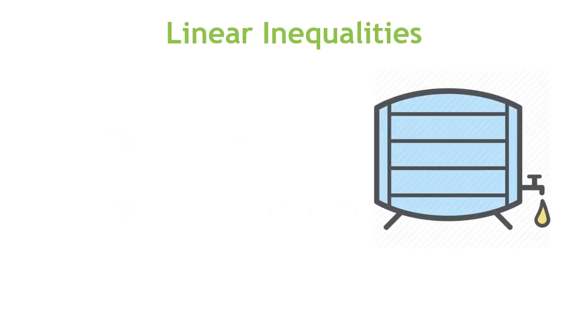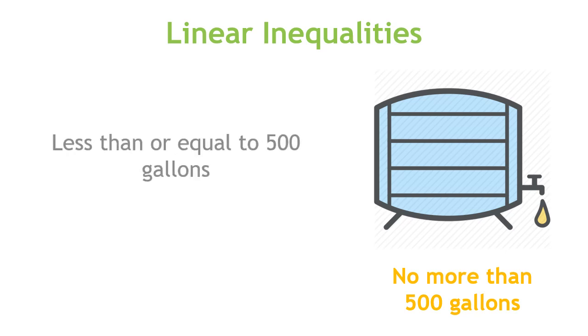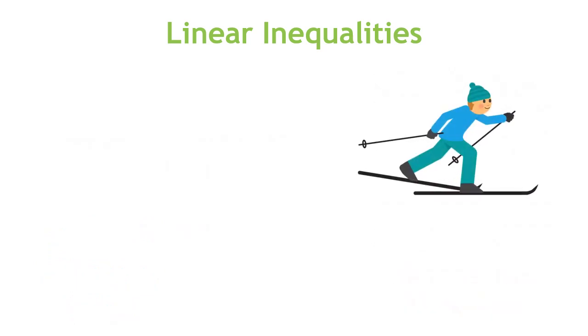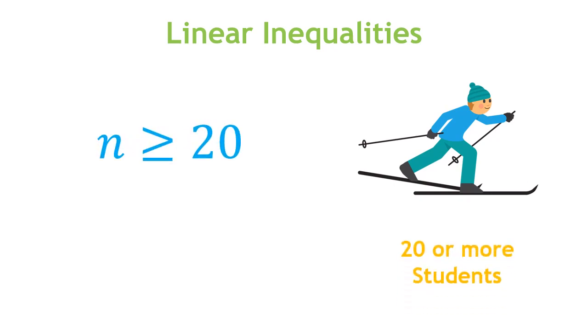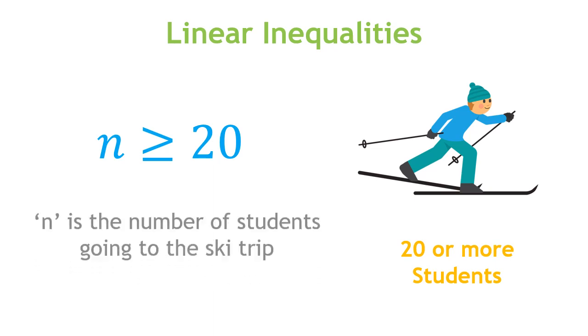Going back to the second situation above, the water tank could hold no more than 500 gallons of water, meaning it can hold any amount of water up to 500 gallons, including 500 gallons, but not more than that. So, water inside the tank will be less than or equal to 500 gallons, and it can be written as. If we let G be the amount of water in the tank, in gallons, then the inequality can be written as. And in the third situation, the skiing trip will only become a reality when 20 or more students sign up for it. We can write this as, where n is the number of students going to the ski trip.